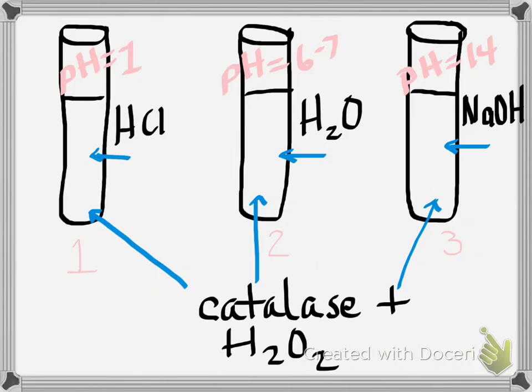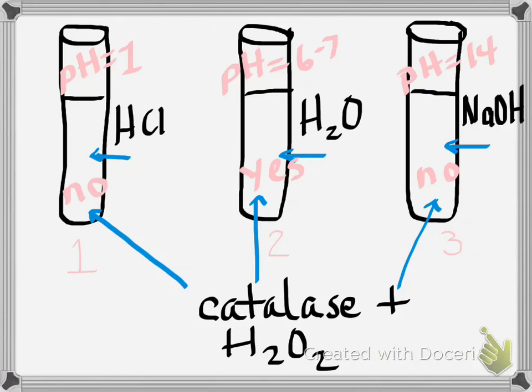Okay, now let's look at our bubbling data. Did we get bubbling in test tube 1? Test tube 2? Test tube 3? Okay. So, first of all, what was the optimum pH of catalase? Around 7. How did you know? Because it got good bubbling. If you take catalase above its optimum pH or below its optimum pH, it doesn't work very well.